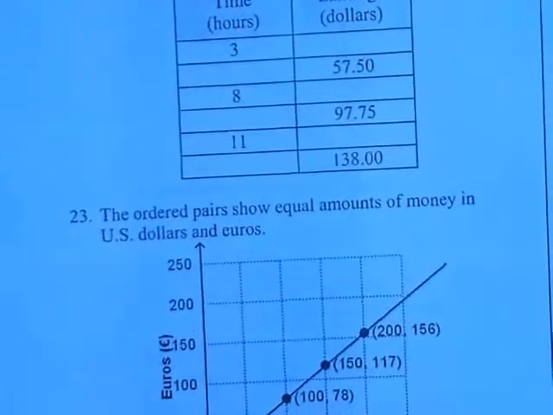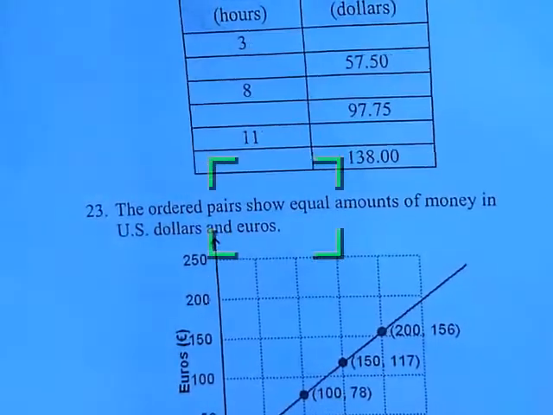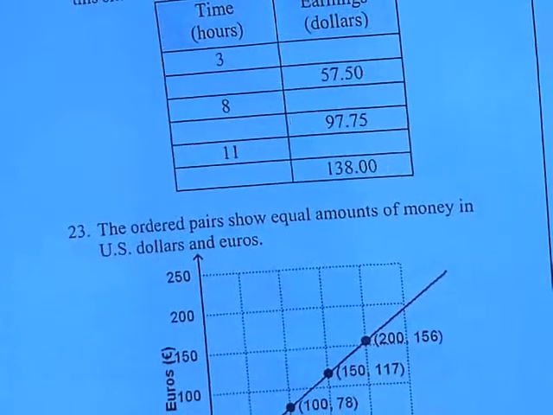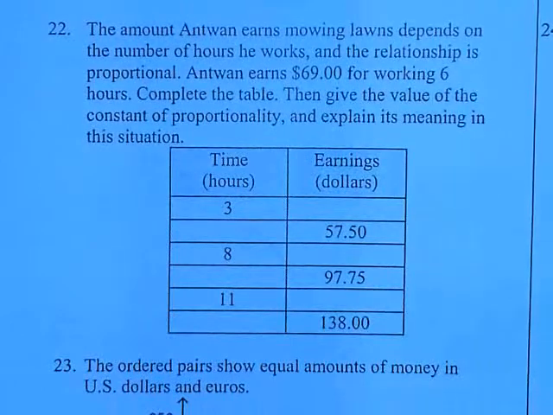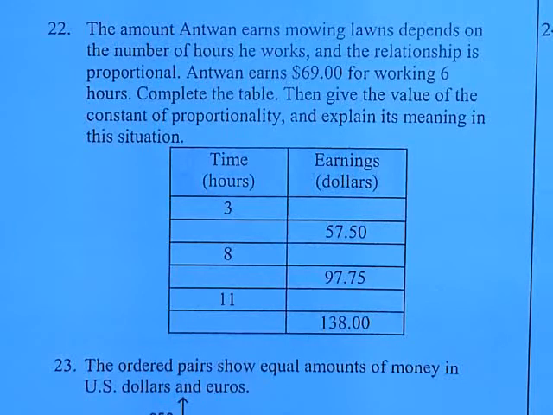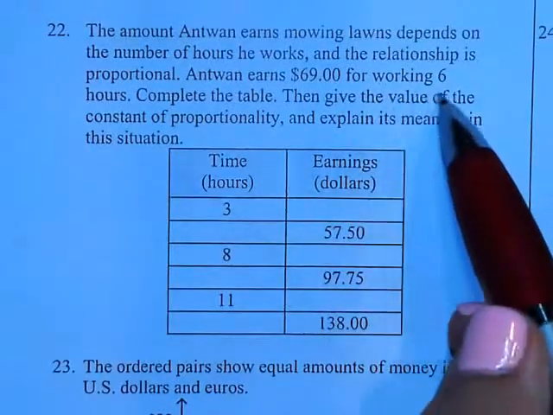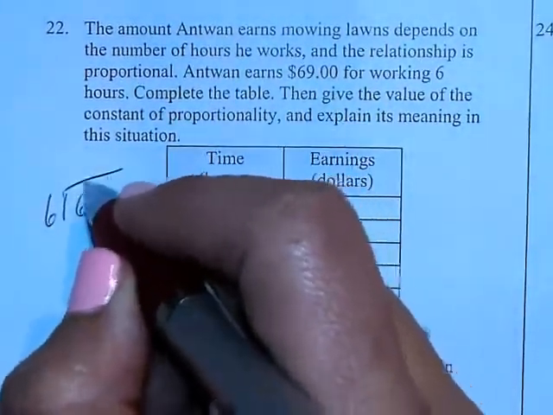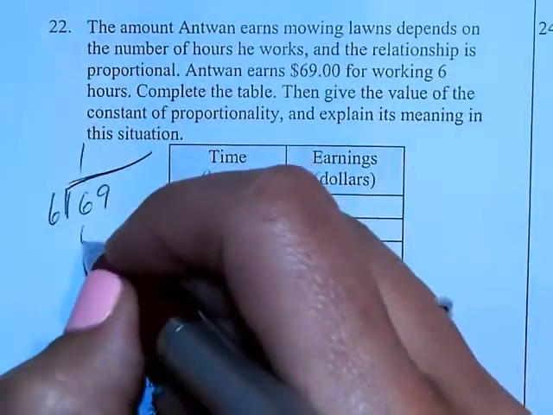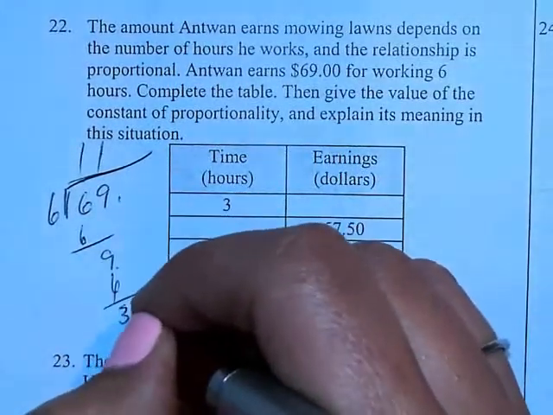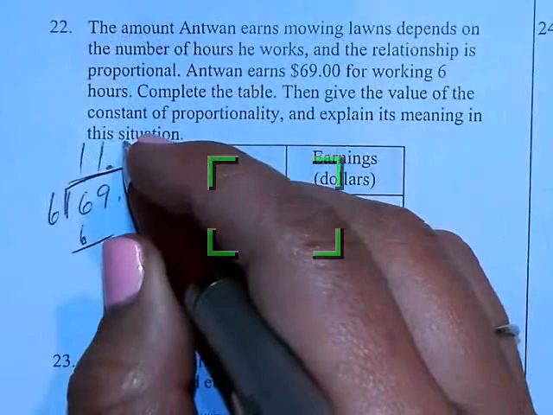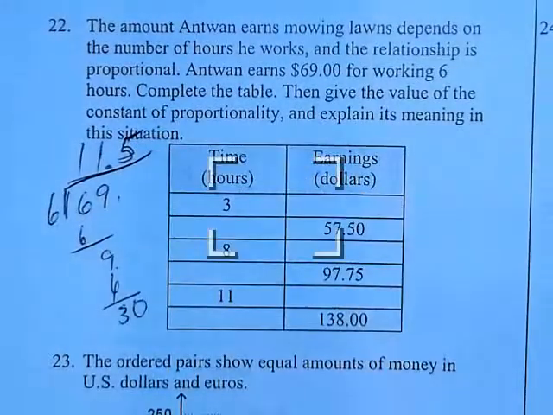All right. 22. The amount Anton earns mowing lawns depends on the number of hours he works, and the relationship they're telling you is proportional. Anton earns $69 for working 6 hours. Complete the table. So you want to first divide 6 into 69 to figure out what he's getting per hour. He's getting $11.50 per hour.